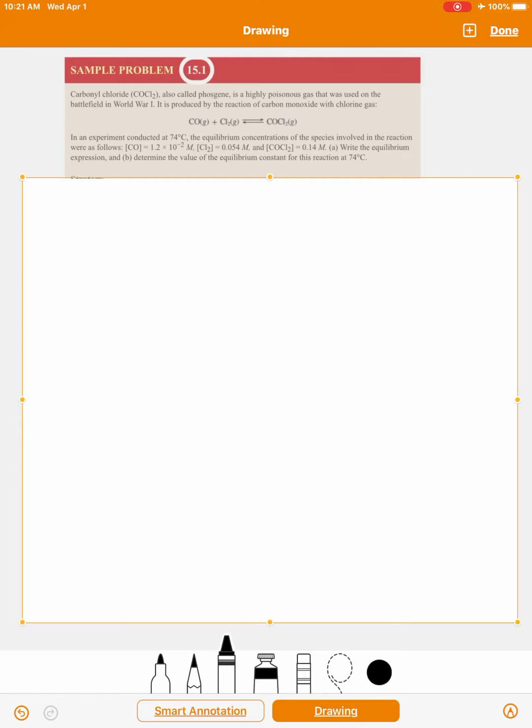Okay, this is sample problem 15.1. Carbonyl chloride, COCl2, also called phosgene, is a highly poisonous gas that was used on the battlefield of World War I. It is produced by the reaction of carbon monoxide with chlorine gas, CO gas plus Cl2 gas, in equilibrium with COCl2 gas. So in this particular problem, they say the temperature was 74 degrees C, and the equilibrium concentrations of the species involved in the reaction were as follows. So all three concentrations are given.